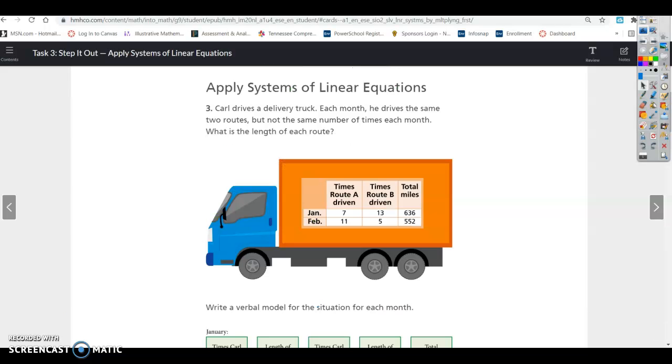All right, lesson 9.4, task 3. Apply systems of linear equations. Carl drives a delivery truck. Each month he drives the same 2 routes, but not the same number of times each month. What is the length of each route?